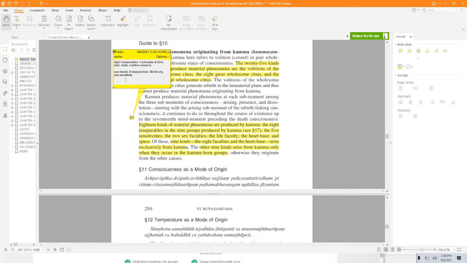And then we have the other 4 sensory decads. We have the ear decad and so on. All of those have the same first 9 components.